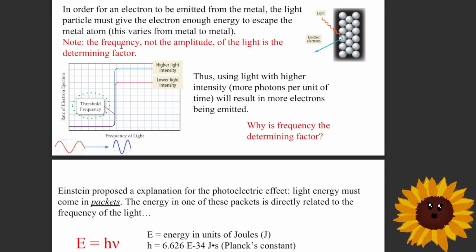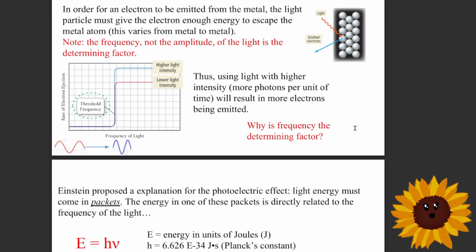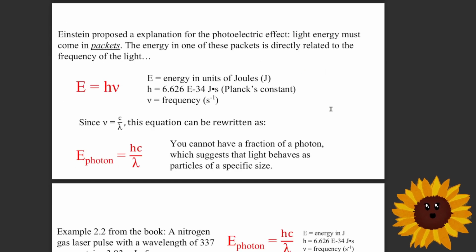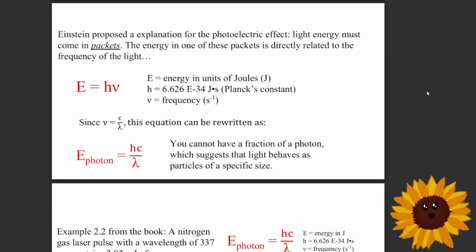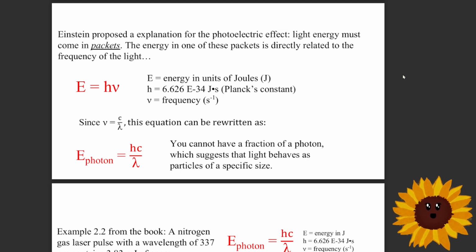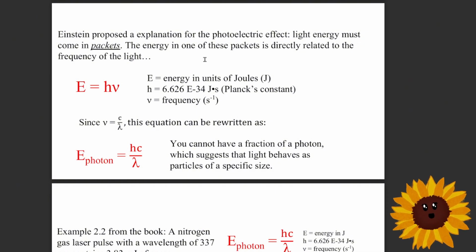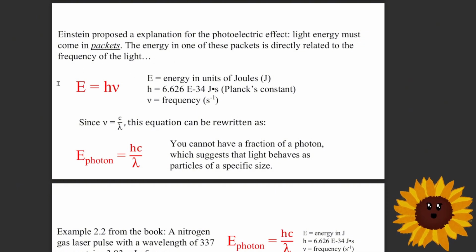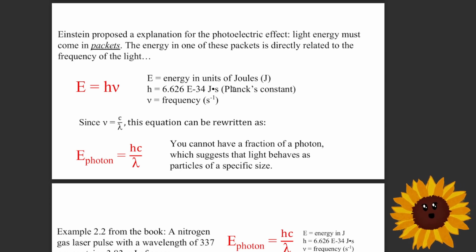Why is frequency specifically used as the determining factor? Well, back in the day, Einstein proposed an explanation for the photoelectric effect. Light energy must come in packets, basically. The energy in one of these packets is directly related to the frequency of the light. So here we have E, which is energy, equals h, which is Planck's constant.